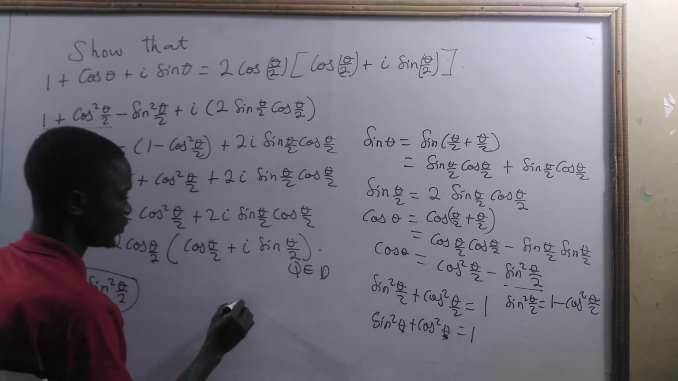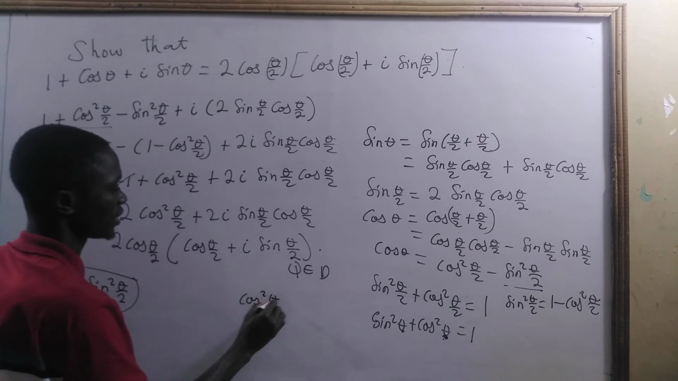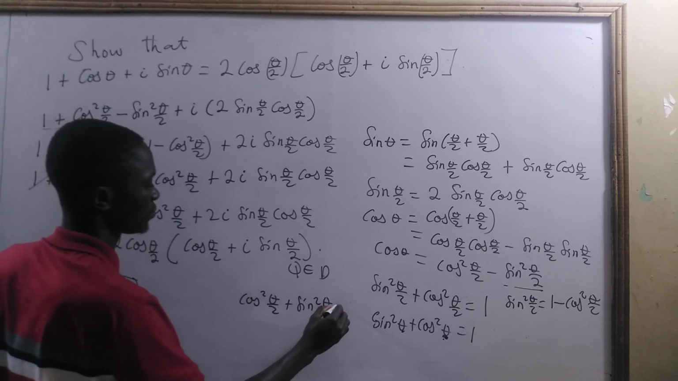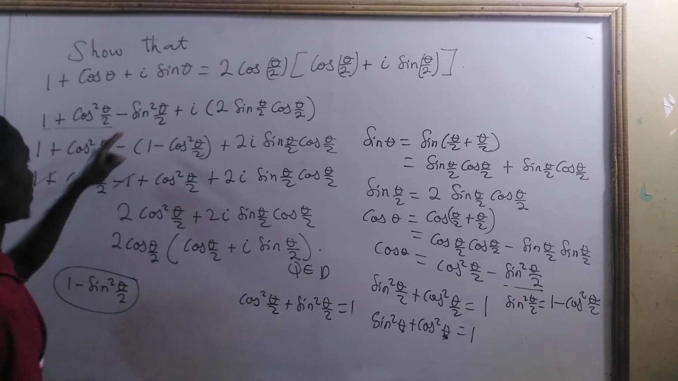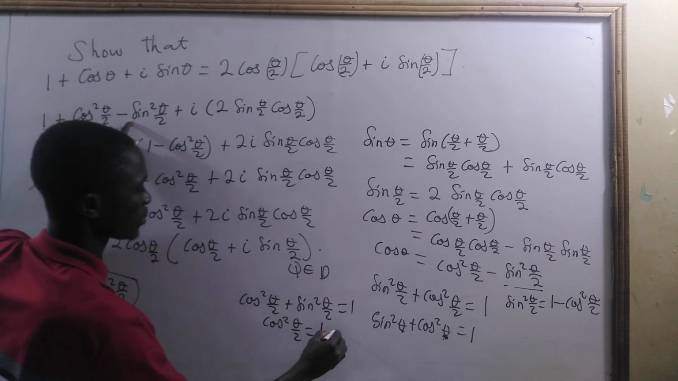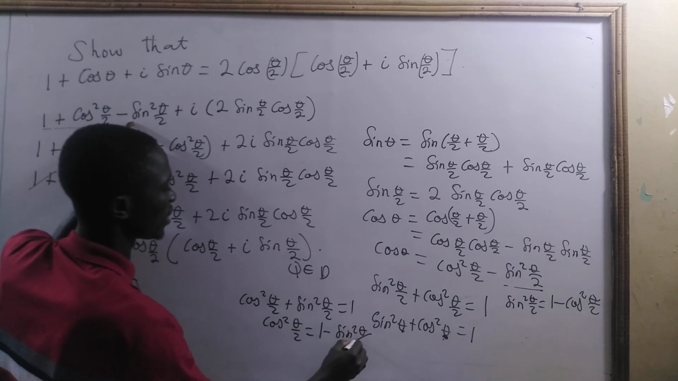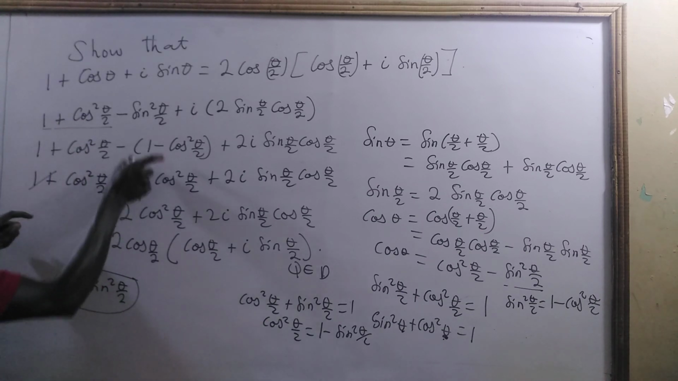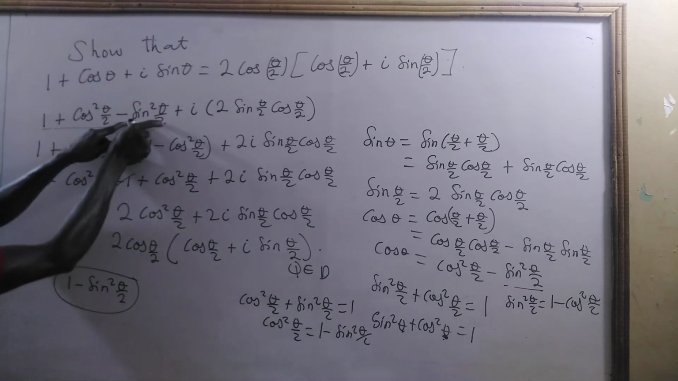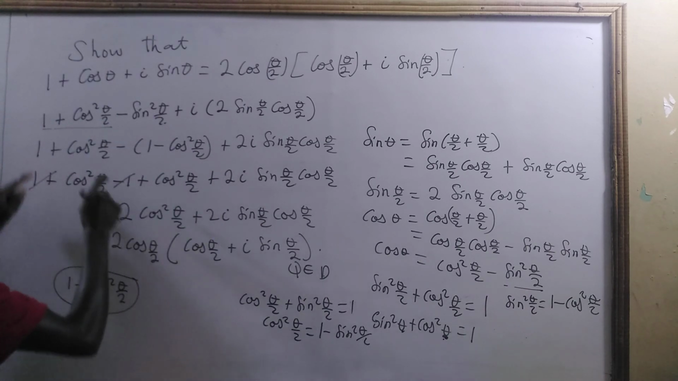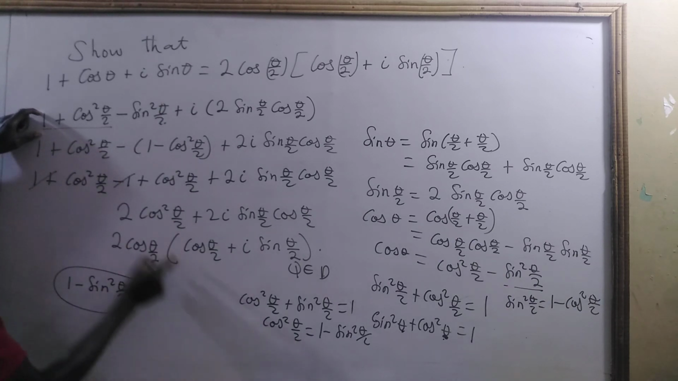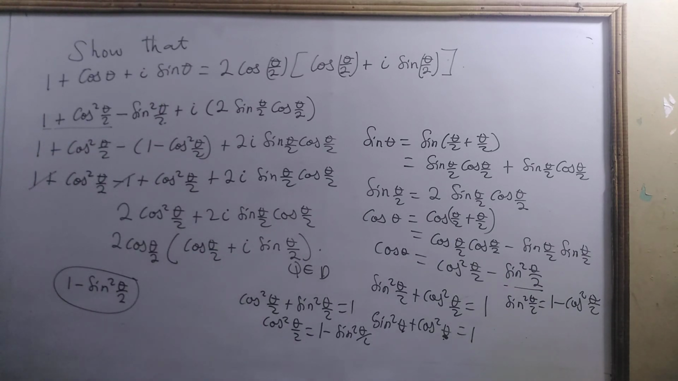What we did here is, if you have cosine squared of theta on 2 plus sine squared of theta on 2 is equal to 1, then cosine squared of theta on 2 is equal to 1 minus sine squared of theta on 2. So instead of substituting this one and going through the whole of this, you could have substituted 1 minus sine squared theta on 2, which is cosine squared theta on 2 straight, and then everything will be simple.